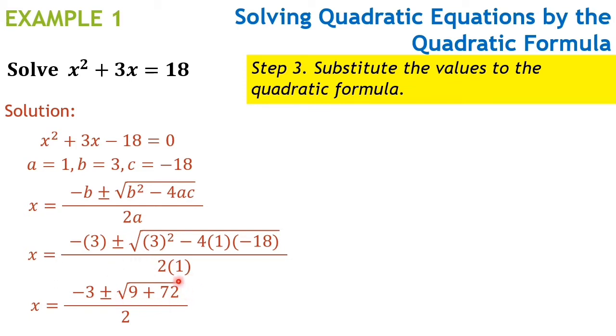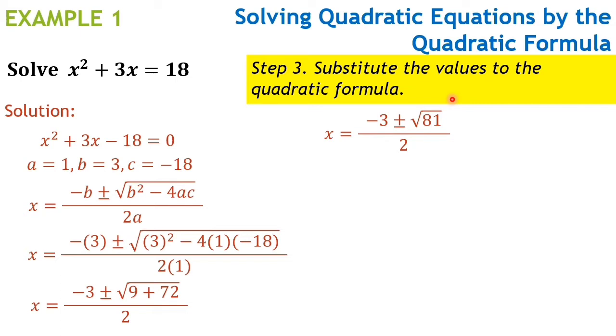So what is the next thing to do? We need to perform the operation inside the radical symbol. So you're going to add 9 plus 72, and that will be 81. So the equation will become x is equal to negative 3 plus and minus the square root of 81 all over 2.